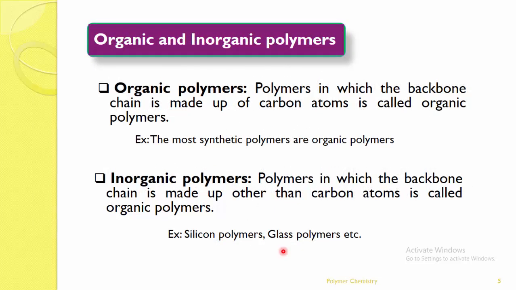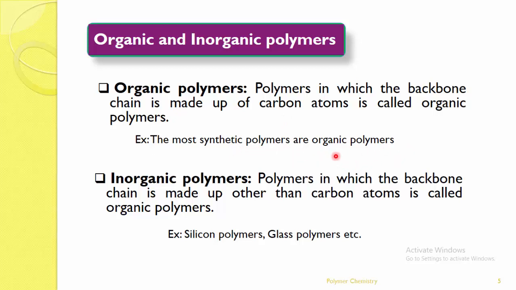Next, organic and inorganic polymers. What are organic polymers? Organic polymers are those in which the backbone chain is made up of carbon atoms or carbon compounds. Polymers that have a backbone chain containing carbon atoms are called organic polymers. Mostly, all of the synthetic polymers are organic polymers.